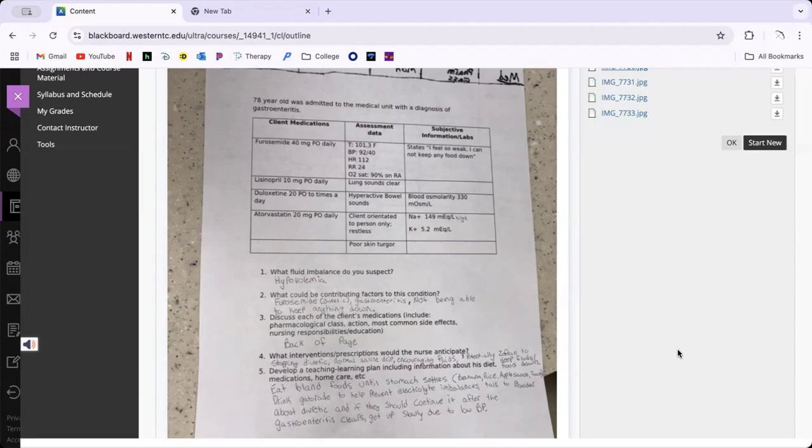All right, so you have a 78-year-old who's admitted to the medical unit with a diagnosis of gastroenteritis. Already right there, what are some important data in that first sentence? Gastroenteritis, elderly, 78-year-old. Anybody older than 65 is considered elderly. Are they at risk for fluid and electrolyte imbalances? Yes. Based on this data, let's look at our vital signs.